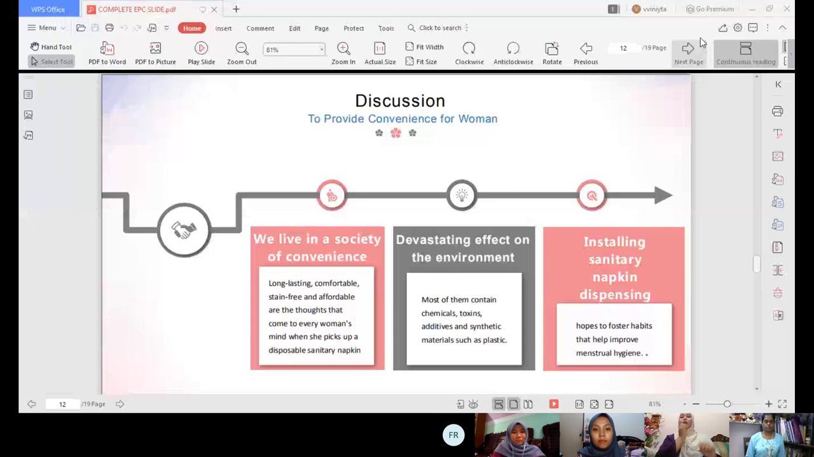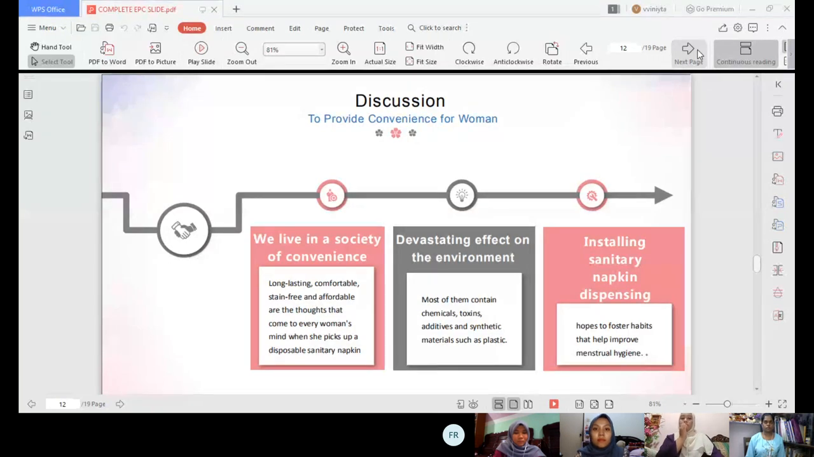For the second point, the devastating effect on the environment. What doesn't occur to most women is that just a small convenient thing has a devastating effect on the environment as well as women's health. Most of them contain chemicals, toxins, additives, and synthetic materials such as plastic. The plastic, first of all, takes a very long time to break down. Second, they also end up leaking into nature and polluting our rivers, lakes, streams, and world.